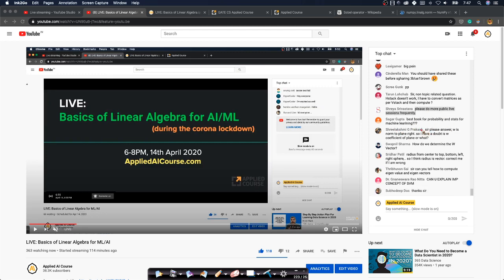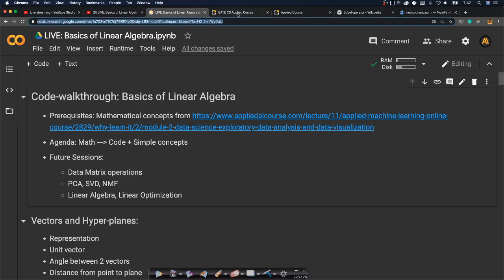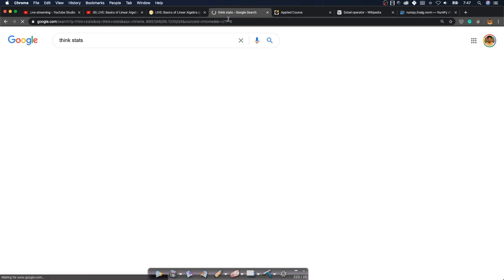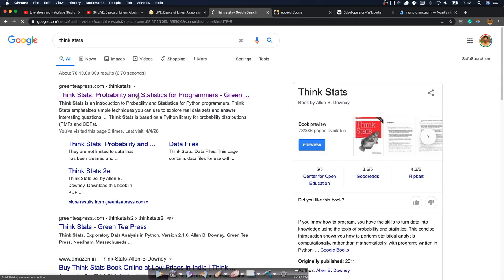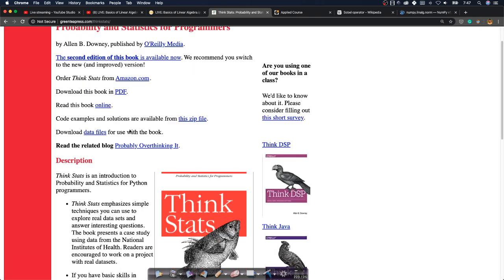Cool. Somebody says, what is a good book for probability and stats? Oh, there's a very nice book. Again, there are multiple good textbooks for it. One of the best textbooks that I know of, from an applied perspective, is Think Stats. I like this book a lot, and I think it is also publicly available. Yes, you can download it as a PDF.